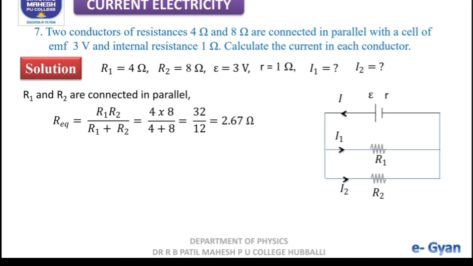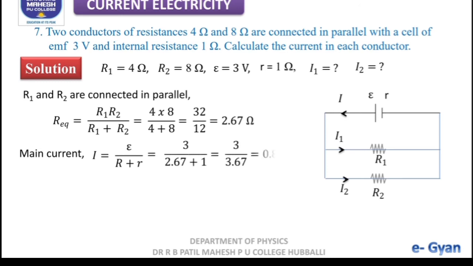Now let us find the current flowing through the circuit. The main current is equal to E divided by R plus small r, where R represents equivalent resistance and small r is internal resistance. That is equal to 3 divided by 2.67 plus 1, that is equal to 3 divided by 3.67, that is equal to 0.81 ampere. Current flowing through the circuit is equal to 0.81 ampere.